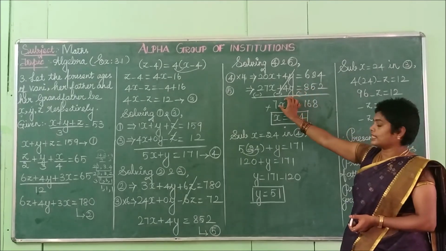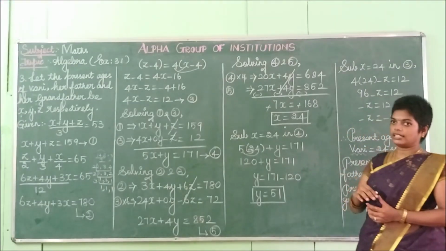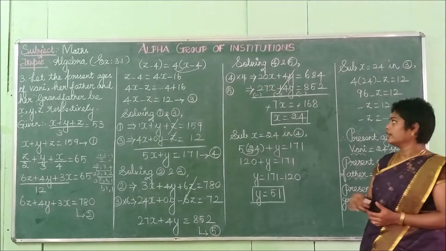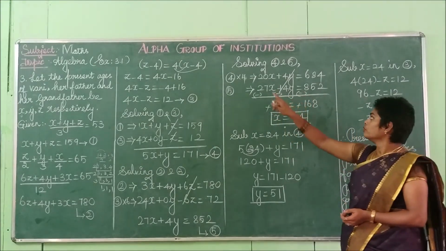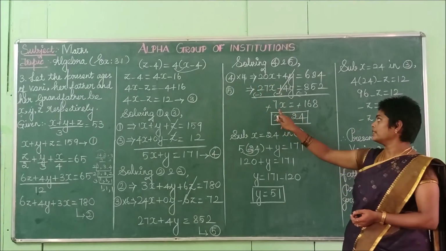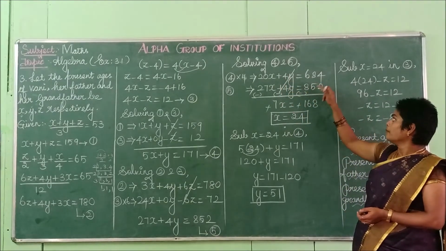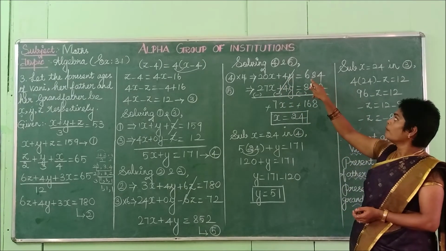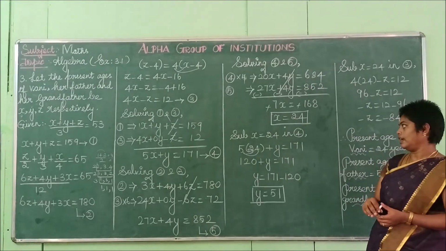Now you have to change the sign only, so the values get cancelled. Throughout the equation you can change the sign. All are positive, so change this to negative. So minus 27 plus 20, you get minus 7x. Minus 4y plus 4y gets cancelled. Minus 852 minus 684 will be minus 168.